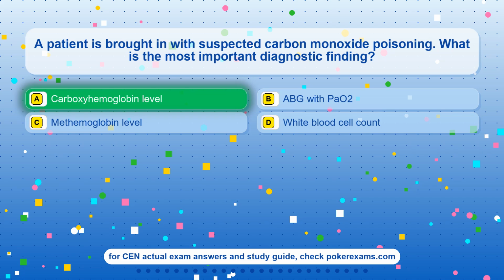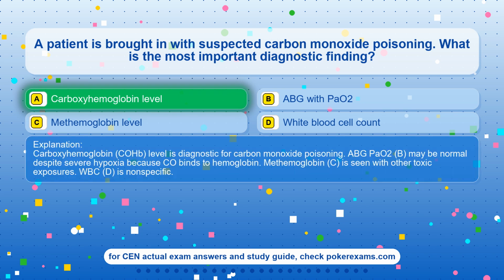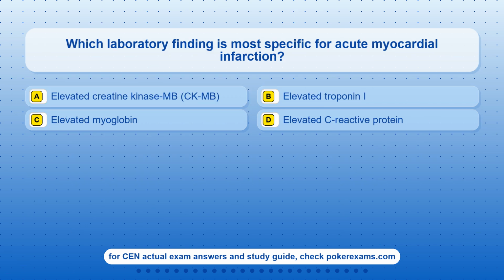The correct answer is option A, carboxyhemoglobin level. Carboxyhemoglobin, COHb, level is diagnostic for carbon monoxide poisoning. ABG PO2, B, may be normal despite severe hypoxia because CO binds to hemoglobin. Methemoglobin, C, is seen with other toxic exposures. WBC, D, is nonspecific.